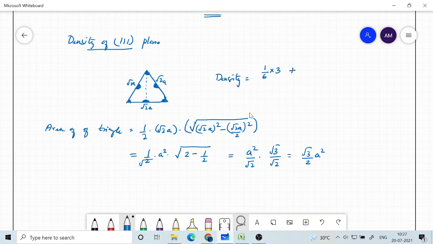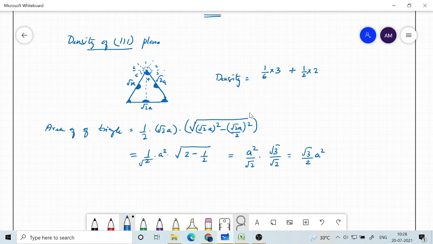Okay, so to know that this is 1/6, if you just draw a line, you can see that you have a similar thing here also. Okay, so each one is sharing. So 1, 2, 3, 4, 5, 6. So one atom is getting divided into 6 equal parts. So one portion is 1/6, and there are 3 such corners. So into 3 plus 1/2 into 2.